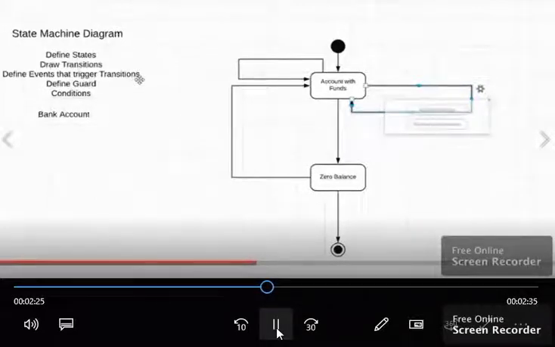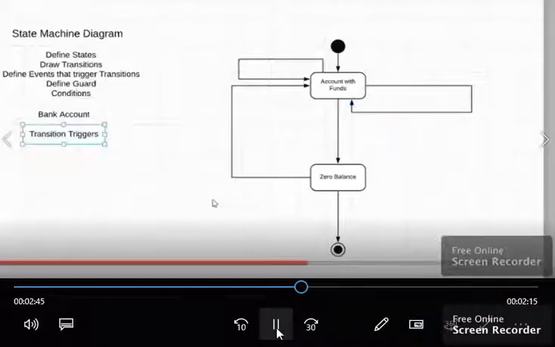Fine. Now next we'll be defining events that trigger these transitions. We know that such and such event is going to take you from account with fund state to zero balance state. What is this event? That we have withdrawn all the funds, but we have to write them here also for the user to understand. So these are called triggers. These are called transition triggers.